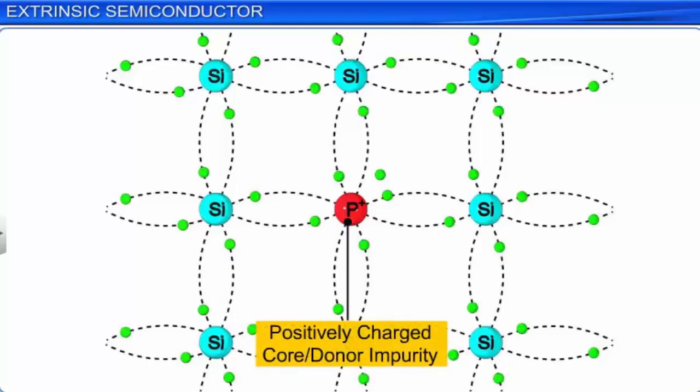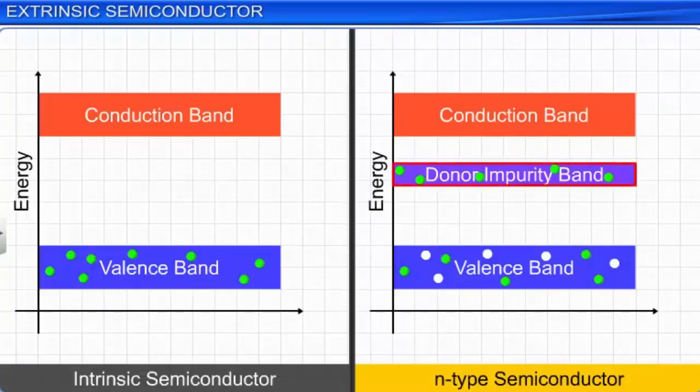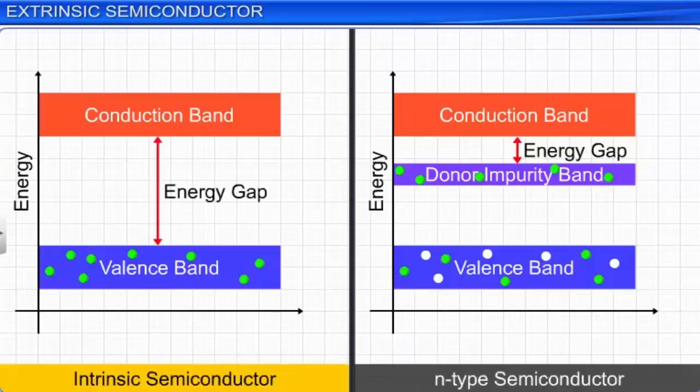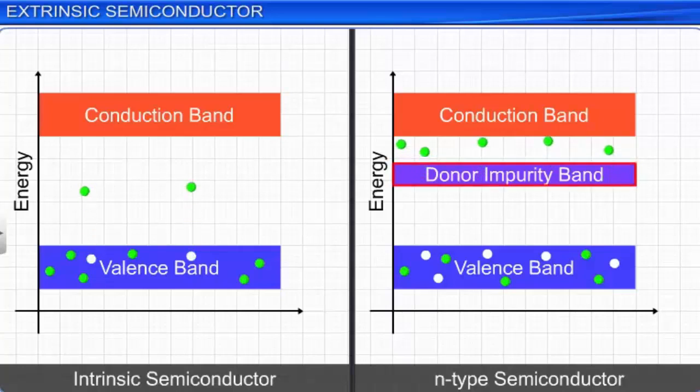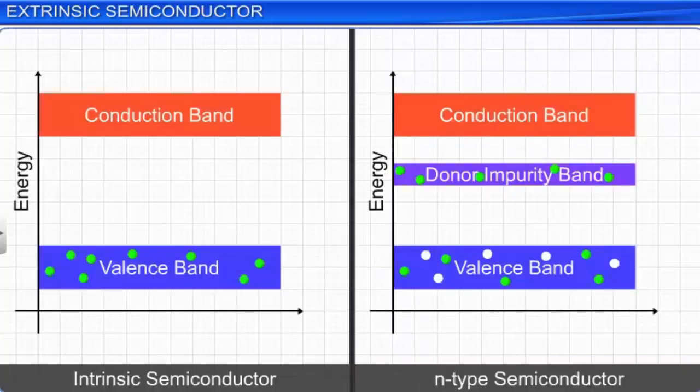An N-type semiconductor has a donor impurity energy band that lies just below the conduction band. Thus, electrons can jump to the conduction band by covering a smaller energy gap as compared to an intrinsic semiconductor. Free electrons released by donor impurity atoms in an N-type semiconductor can move from the donor impurity energy band to conduction band even at room temperature. For example, the energy required for an electron to jump from valence band to conduction band in an intrinsic silicon semiconductor is about 1.1 electron volt.